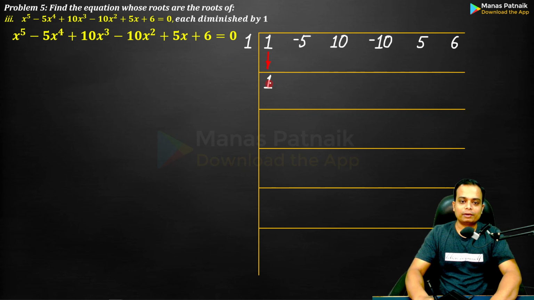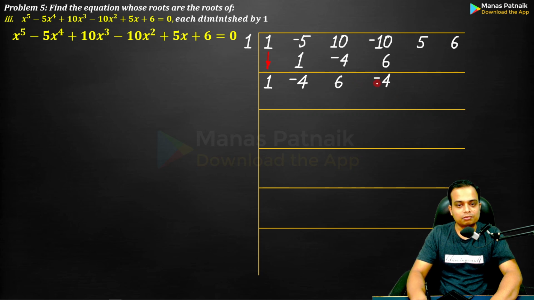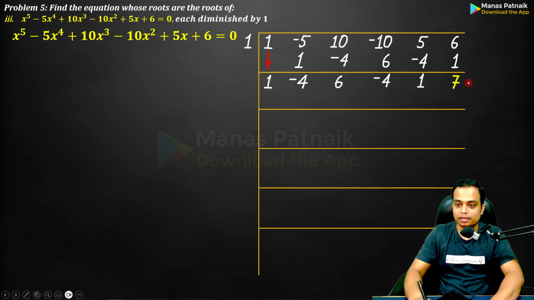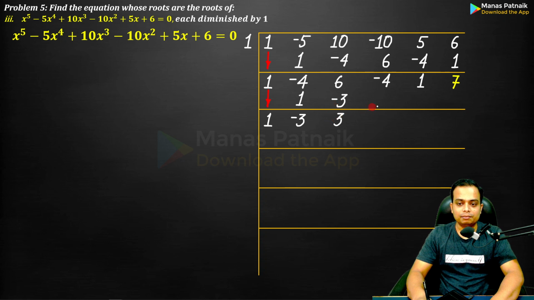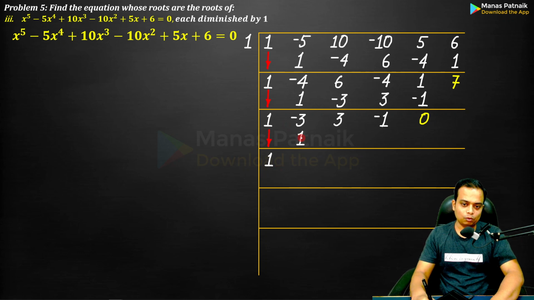Copy, paste. 1, 1, 1. This is going to be -4. Done. -4 plus 6, 6 -4, all of them are being multiplied by 1. That is why it is becoming very, very easy for you. -4, 1, 1, 7. That's the remainder. It is going to be a part of our required equation. Copy, paste. Multiply by 1, minus 3, minus 3, plus 3, plus 3, minus 1, minus 1, 0. Another remainder. Copy, paste. 1, 1, 1.